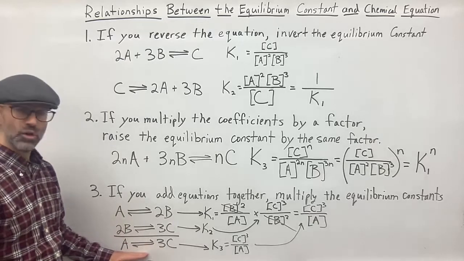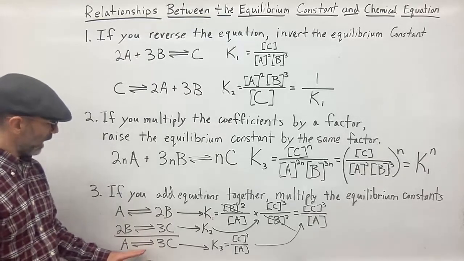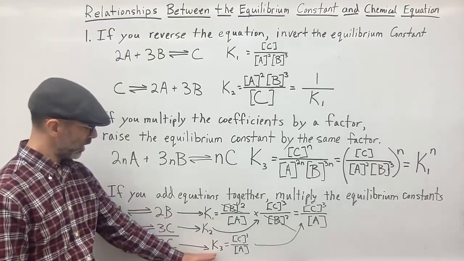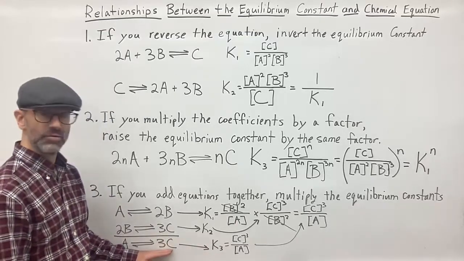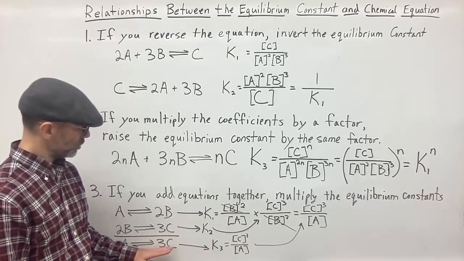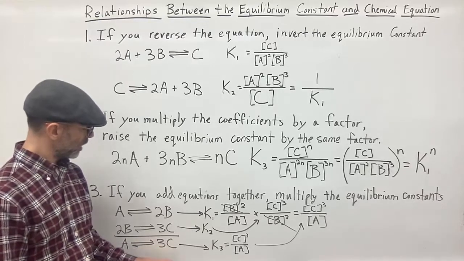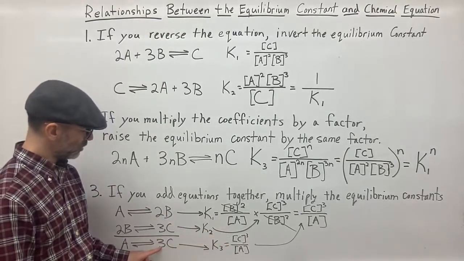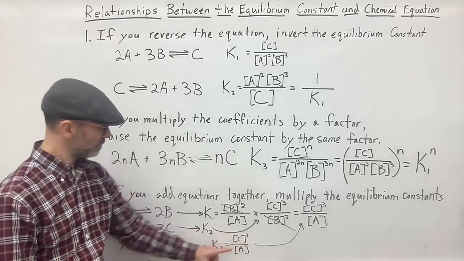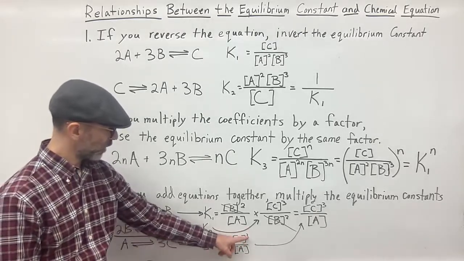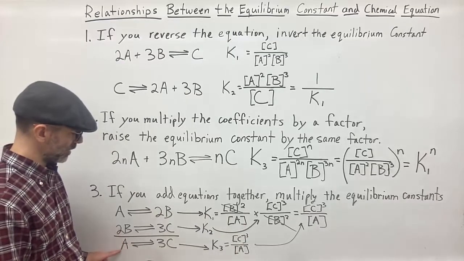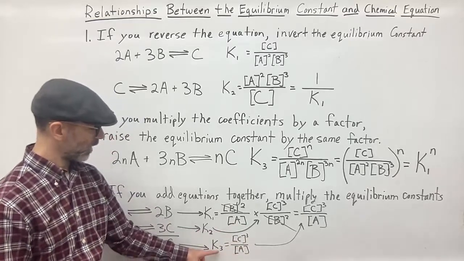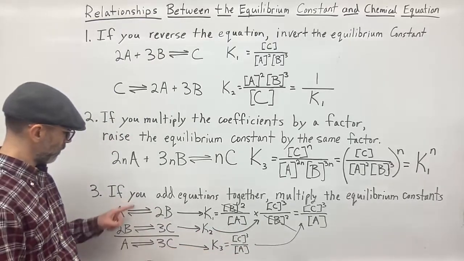So what would be the new equilibrium constant for this? Well, I could set up my equilibrium constant expression, call that K3. I have 3C as a product, so it goes on top of the expression. 3 is the coefficient, so 3 is my exponent here: the concentration of C raised to the third power. Since A is a reactant, the concentration of A goes on the bottom. So this is the expression for my resulting equation from adding these two.